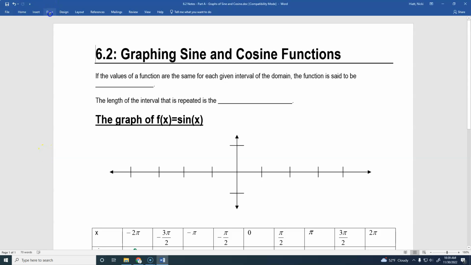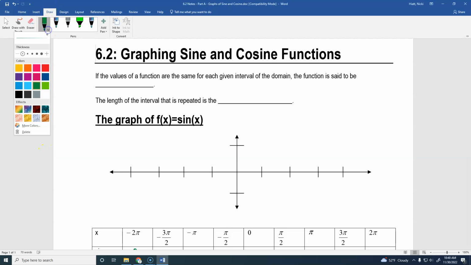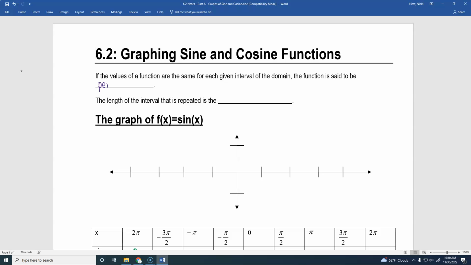Okay, so a few things to fill in here. If the values of a function are the same for each given interval of the domain, the function is said to be periodic. The length of the interval that is repeated is called the period.